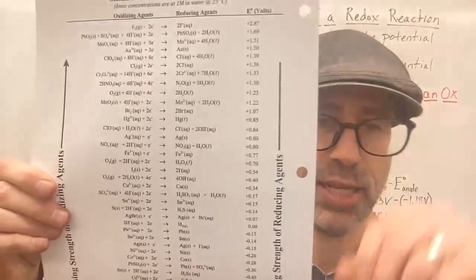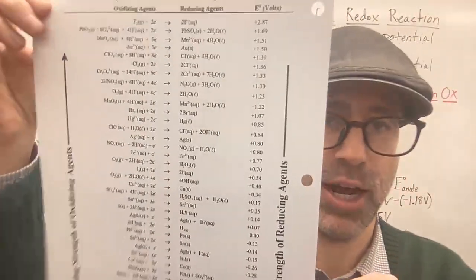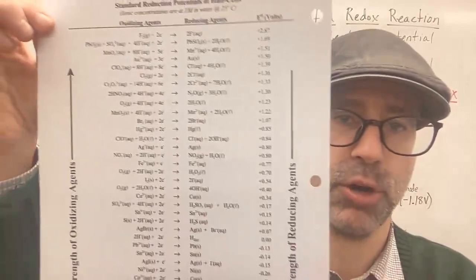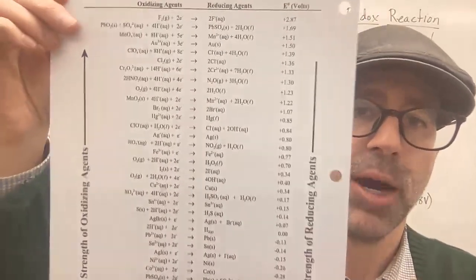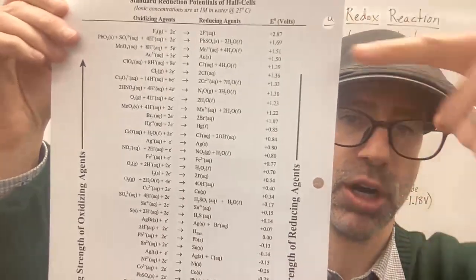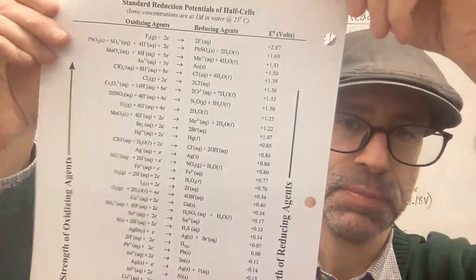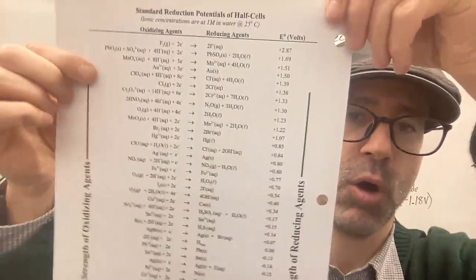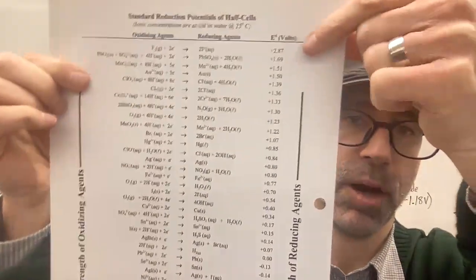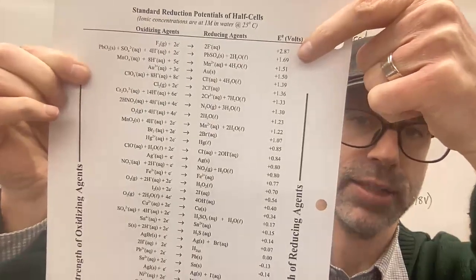And you'll notice that this is common. You can find this on the internet. It's in your textbook probably, or your professor gave you one. But you'll see here that they're listed according to their redox half reactions. So these are all redox half reactions. And they start with the most positive up above. So the most positive electrode potentials are on top.